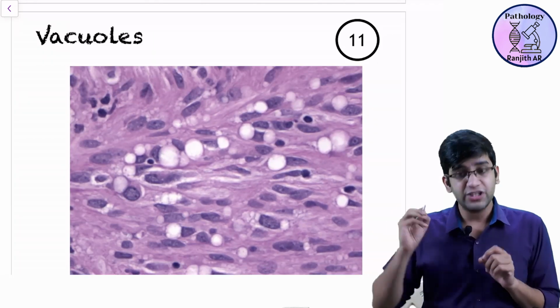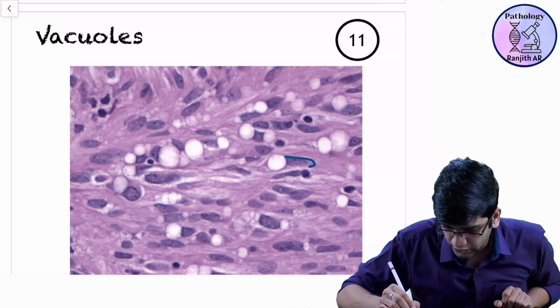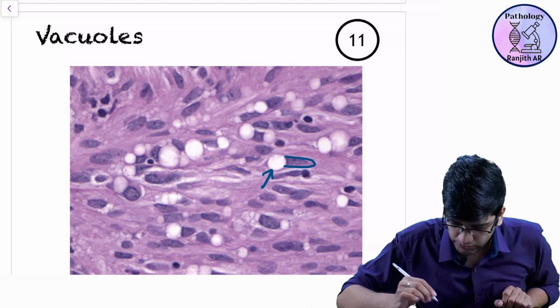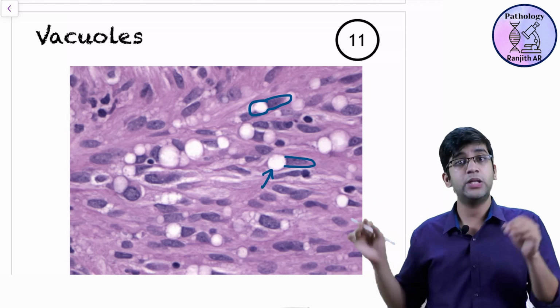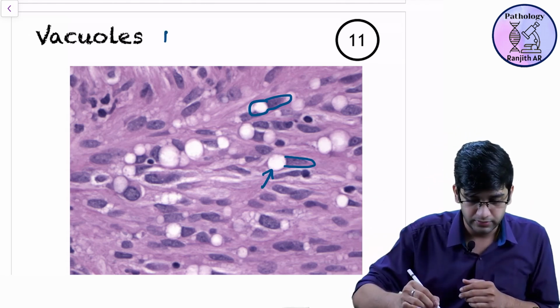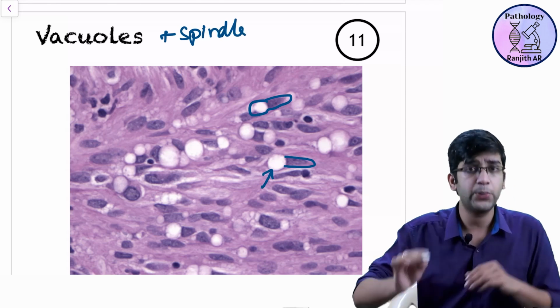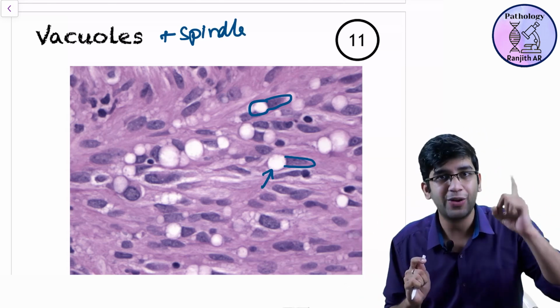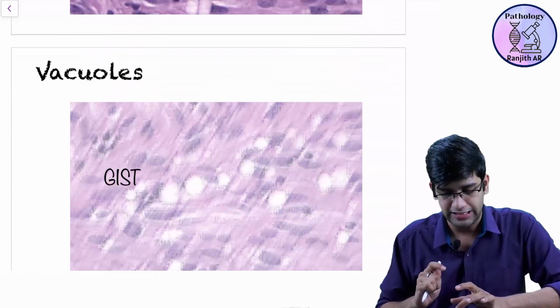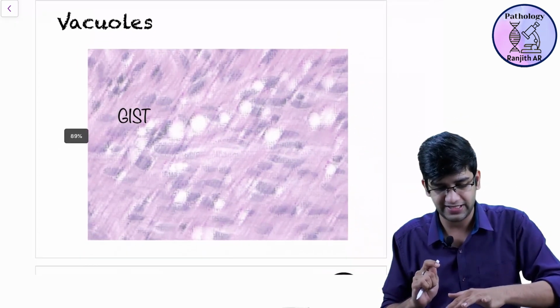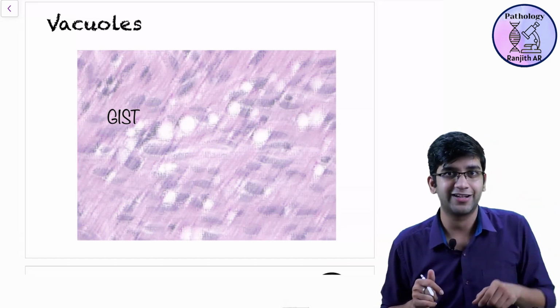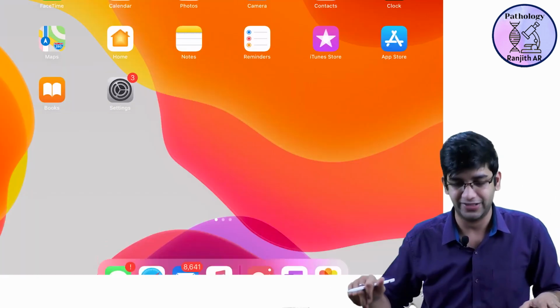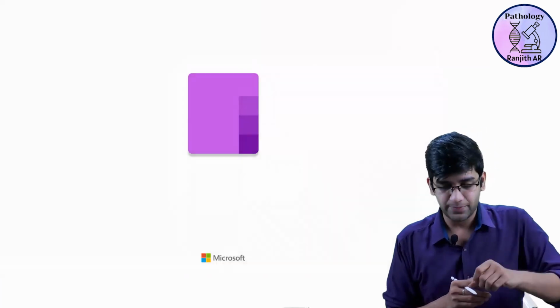11th. When I have a spindle-shaped cell, see, this is a spindle-shaped cell, elongated nuclei with a tiny little vacuole. When I have spindle-shaped cell with vacuoles, this goes without saying, I'm going to have one diagnosis, that is going to be GIST. Gastrointestinal stromal tumor, that's the diagnosis. When I have spindle-shaped cell with vacuoles, I'm going to think of GIST. That's the 11th pattern. I said 12 in general and 12 in unique, right? So this is the 11th pattern.